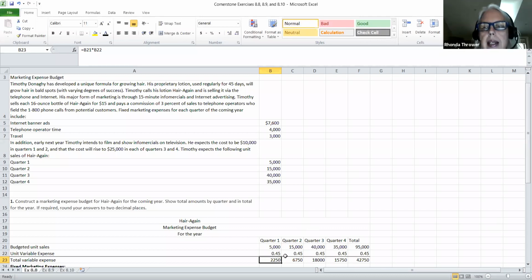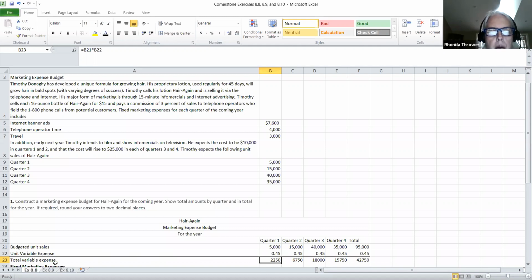So notice what I did here is I carried over that 45 cents into each of the quarters. And the total is still going to be 45 cents because that variable rate per unit is staying the same. So for each quarter, it's exactly the same amount because this is the unit cost of the variable expense, and it will stay the same throughout the time period.